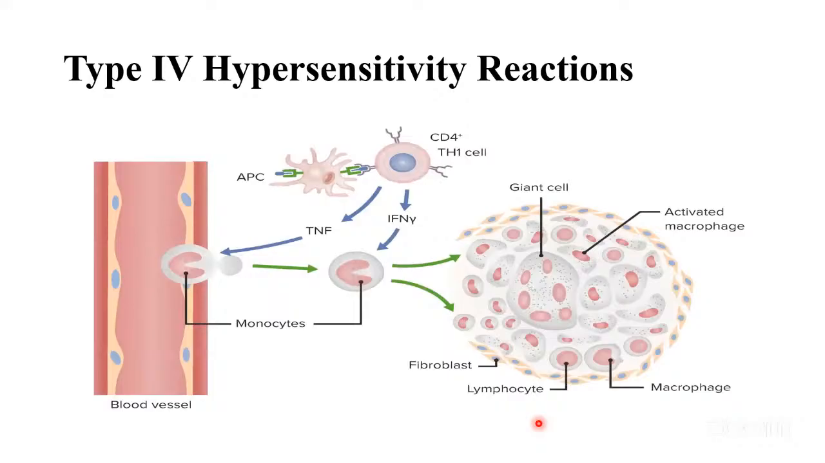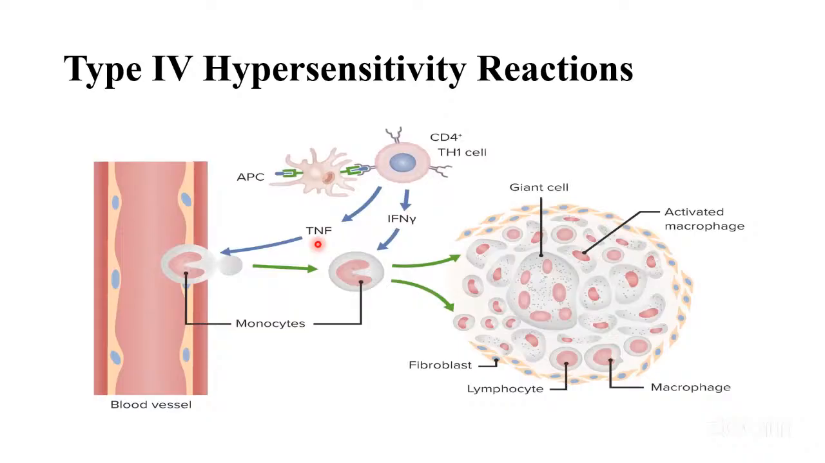Typhoid doesn't involve any antibody. This one is just involving dendritic cells. They look like dendritic cells. This one is a CD4 cell.